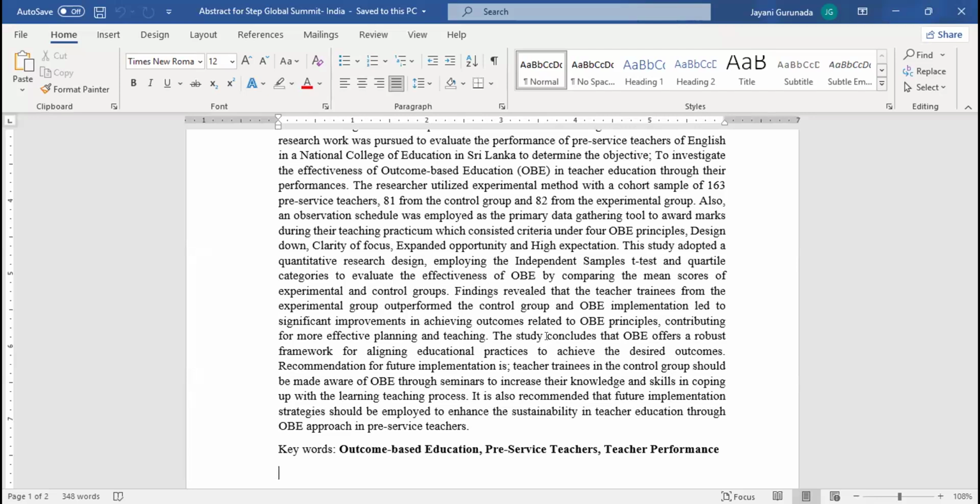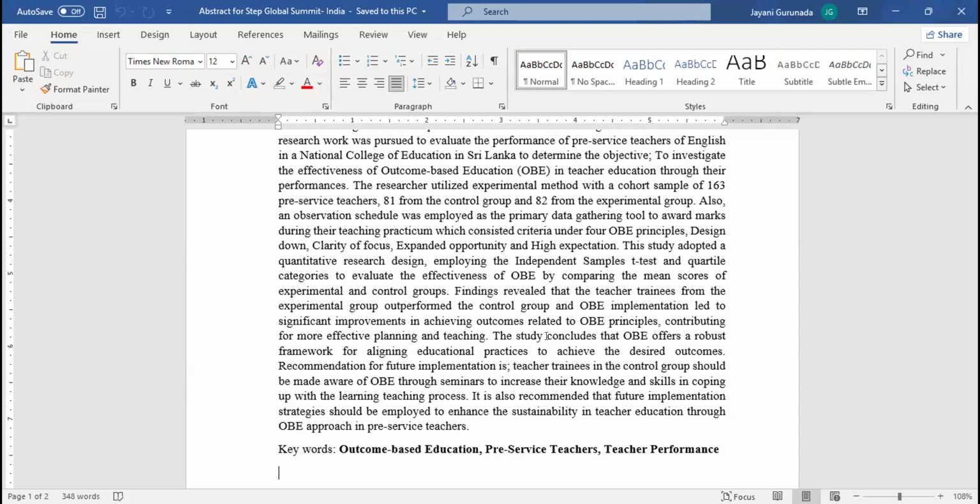This study adopted a quantitative research design. So I had my research. If you have mixed research, a mixed method, because you may use quantitative and qualitative both, then it is called a mixed research design, right? Employing the independent sample t-test. So I used the analytical method. The data analysis methods are independent sample t-test and quartile categories.